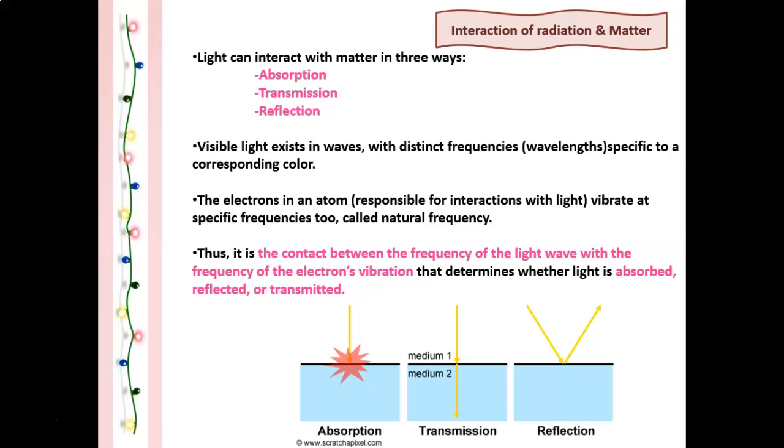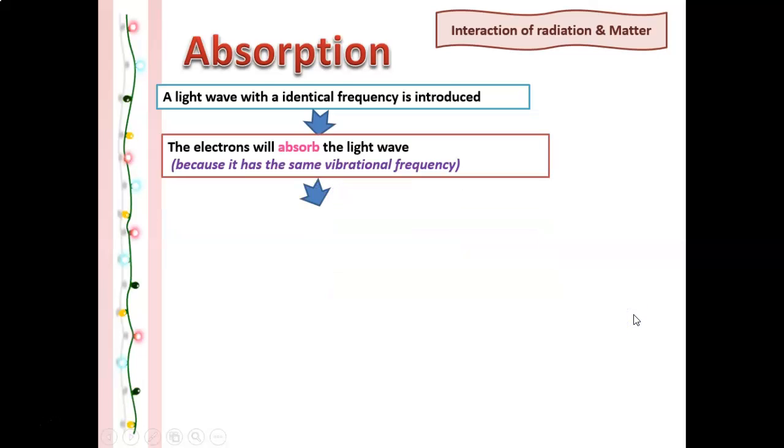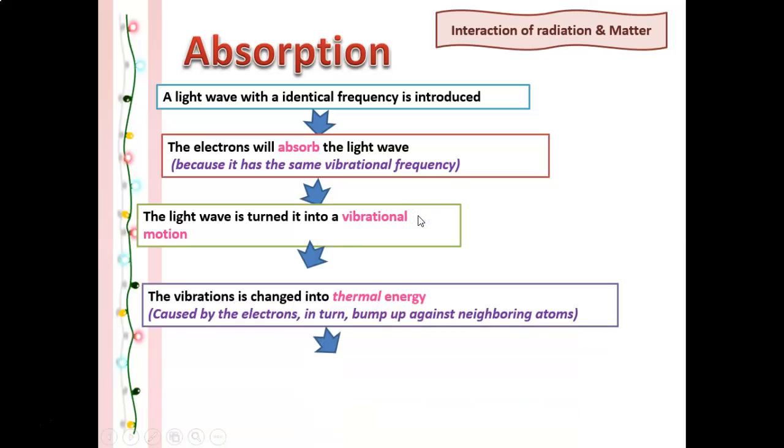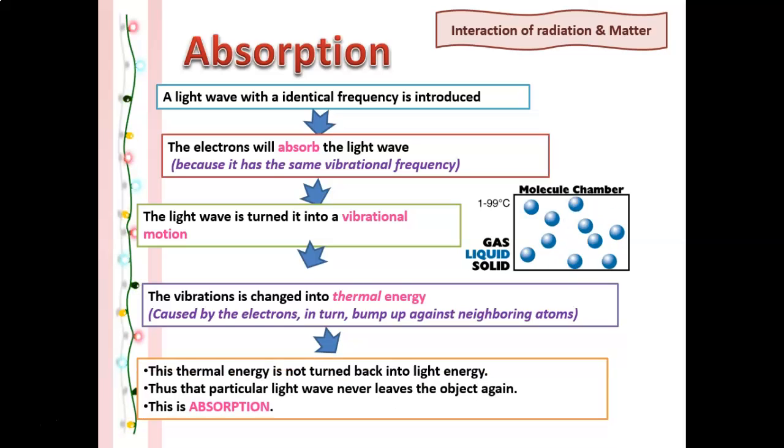For absorption, a light wave with an identical frequency is introduced, and the electron will absorb the light wave because it has the same vibrational frequency. And the light wave is turned into a vibrational motion. And the vibration is changed into thermal energy. And this thermal energy is not turned back into light energy. Thus, the light wave never leaves the object again. And this is called absorption. And this one is the mechanism of the absorption process of light.